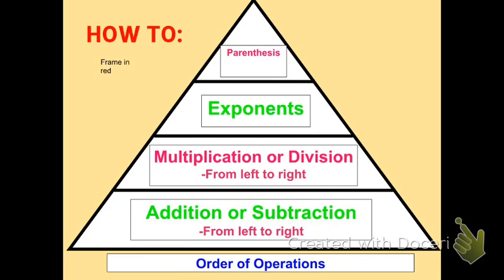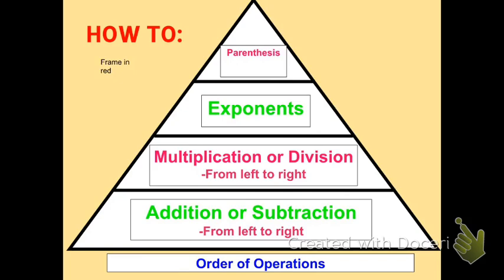But people get confused because if you use please excuse my dear Aunt Sally, you think you're going to do parentheses, exponents, multiplication, then division, addition, then subtraction. But that's not true. You do multiplication or division from left to right. So in other words, if division comes first, you're going to do it first. If multiplication comes first, you're going to do it first. Same thing with addition and subtraction. So that's one place where people get a little bit confused because they think it's always going to be multiplication before division. So frame this in red, and then we're going to keep talking in just a second.